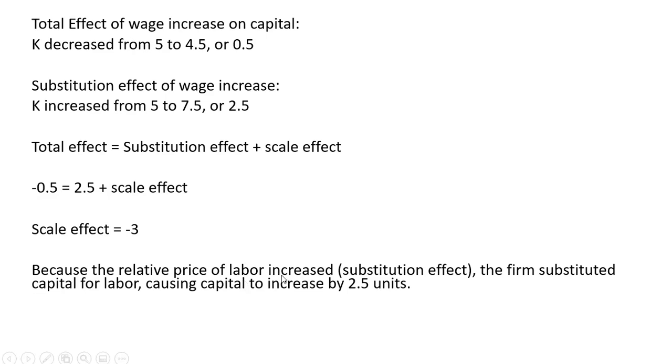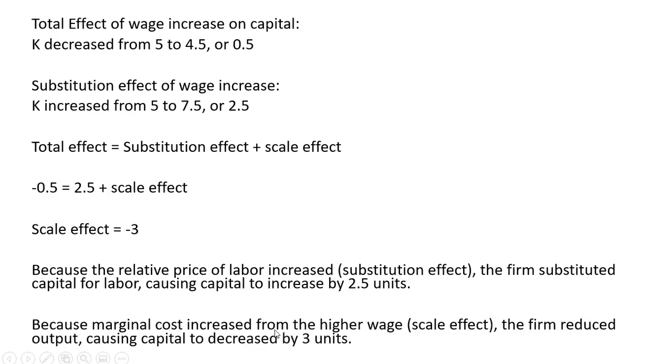So because the relative price of labor increased, the substitution effect, the firm substituted capital for labor, causing capital to increase by 2.5 units. Because the marginal cost increased from the higher wage, the scale effect, the firm reduced output, causing capital to decrease by 3 units. So taken together, the plus 2.5 and the minus 3, we get the overall effect here of a reduction in capital of a half a unit.